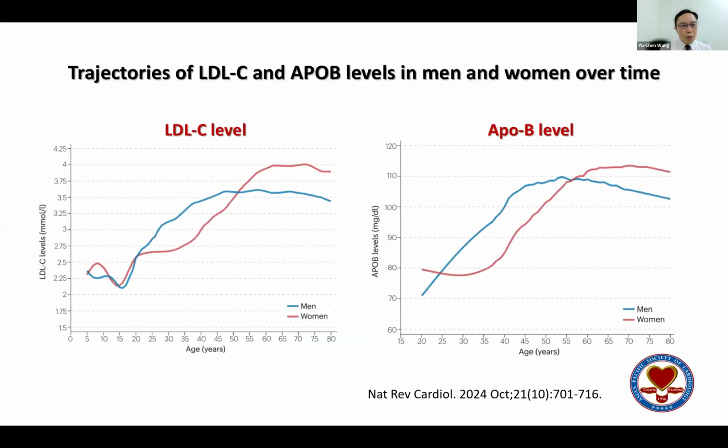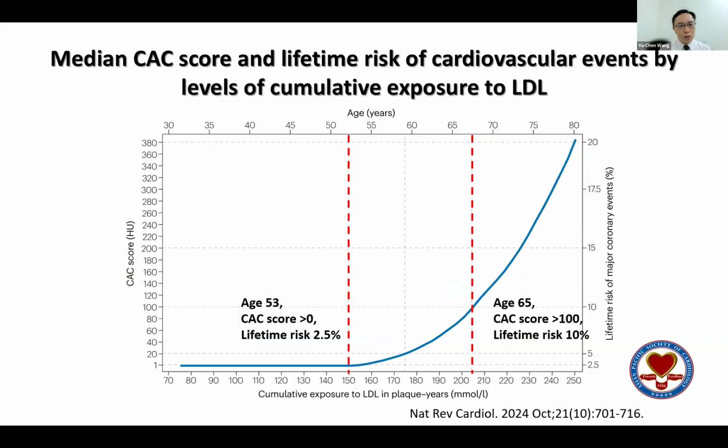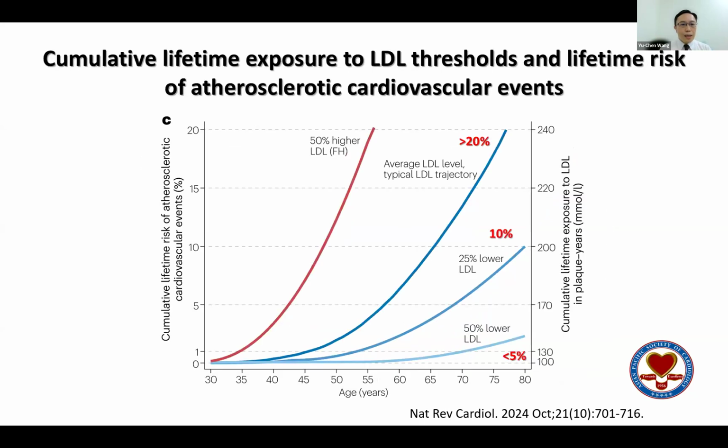We can see that both the LDL cholesterol level and the ApoB level start to rise in the early 20s to 30s, in both males and females. Lifelong LDL exposure also leads to calcium accumulation in our coronary arteries on CT scan, and the increased calcium score correlates directly with increased ASCVD risk. Even with an average LDL cholesterol level of 125, if we live to our 80s, the lifelong ASCVD risk is still higher than 20%.